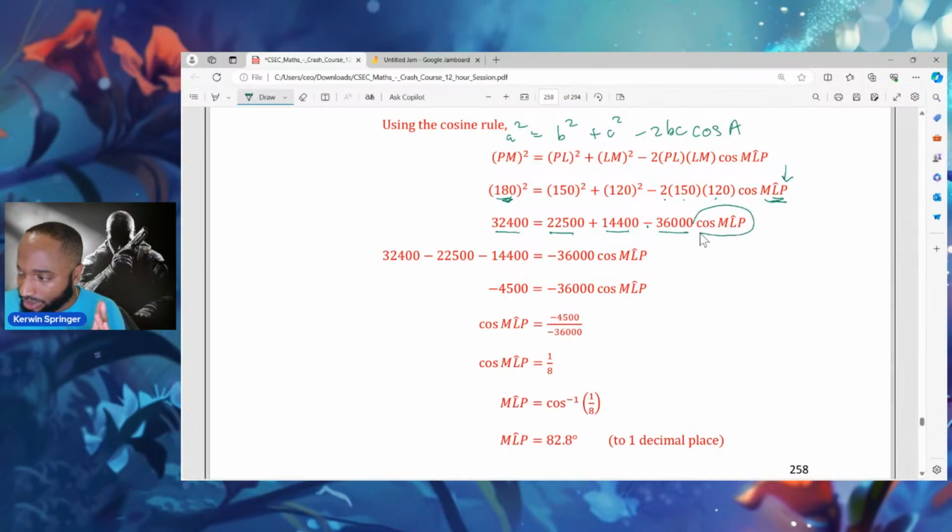This is what I'm trying to find, the cos of MLP. Well, actually, I'm trying to find the angle here. So I add up these two and bring it across. So it's really subtracting that. I got that answer. Then I brought across the 36,000. Seen it? Ended up with 1.8. That's what cos of MLP is. And now I bring across the cos in the ending. So I get cos inverse of 1.8 and I get the angle.